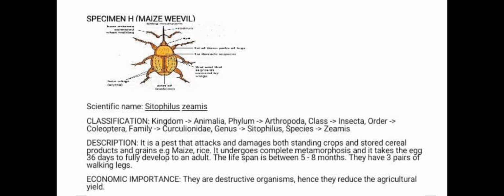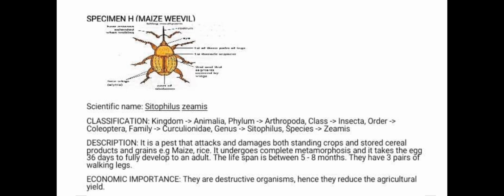So we are not going to bother ourselves with classification because it is not really relevant in this subject area, but it's very important in biology. Next, move to the description. For a description, it's a pest, or you can write it is a plant pest. It attacks and damages both standing crops, in the sense that plants and crops that are still on the field, and also stored cereal crops and grains like maize, rice, and so on and so forth.